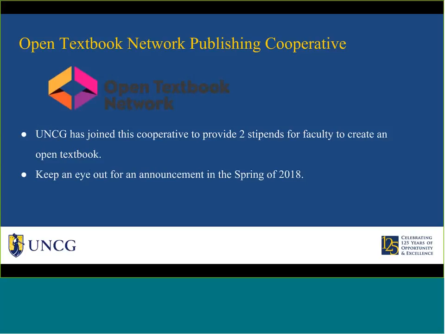Then another opportunity coming about is the Open Textbook Network Publishing Cooperative that UNCG has just joined. What we are providing is 2 stipends for faculty to create an open textbook. So keep an eye out for an announcement for that in the spring of 2018. This stipend will be $5,000 per stipend to create a textbook, and we'll have an application process also for this.